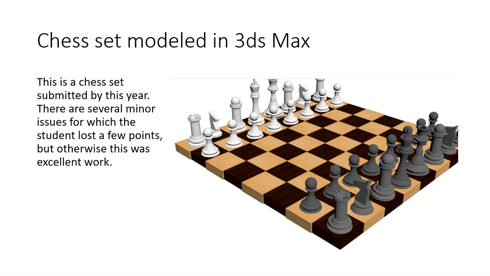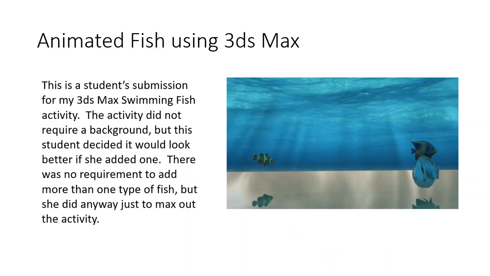Here's another example of some 3D modeling. This is also good work. A couple of things I would have dinged on this. The camera is clipped off screen, and you can see that the chess pieces here, or the little squares on the board, don't quite line up. So that's the kind of thing I'd catch in a rubric, but otherwise, excellent work.